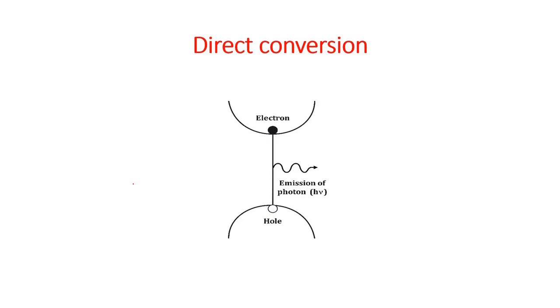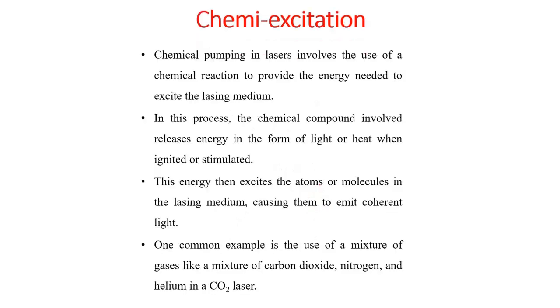Direct conversion. In this method, direct conversion takes place in a semiconductor medium like gallium arsenide. When an electrical charge is applied to a gallium arsenide semiconductor, electrons and holes are recombined with each other, releasing light energy of energy h nu. Here, electrical energy is directly converted into light energy. This method is called direct conversion. This direct conversion method is employed in semiconductor lasers.